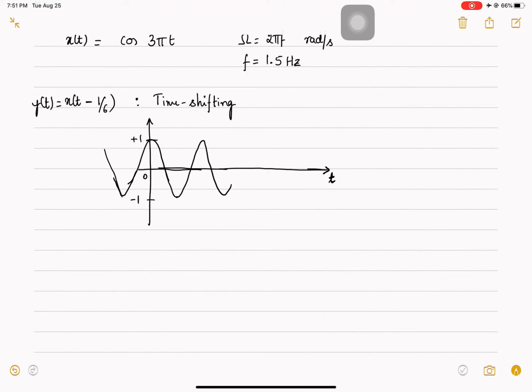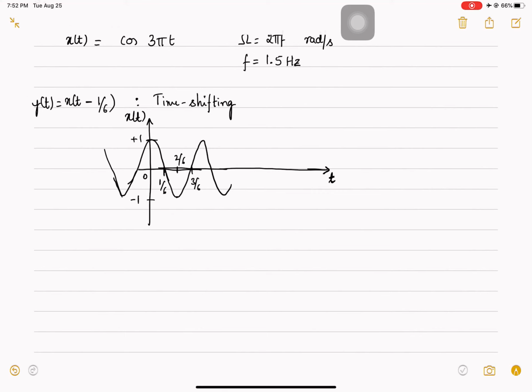And what is this value? This is when your 3 pi t is equal to pi by 2. So 3 pi t equal to pi by 2 implies 3 t equal to half, so t equal to 1 by 6. So this is your 1 by 6. This, I guess, is 2 by 6, and 3 by 6, and so on and so forth. You can calculate that. I'm writing this randomly, please verify this. So this is my signal x of t.